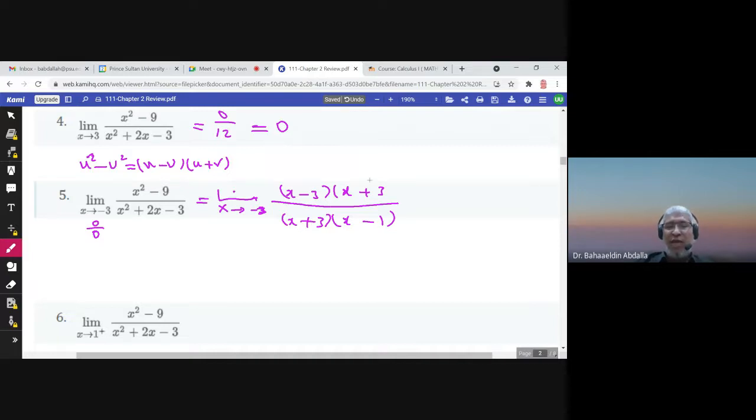So now we can cancel x plus 3 with x plus 3. And I can replace x by negative 3. Negative 3 minus 3 is negative 6. And negative 3 minus 1 is negative 4. So the limit is 3 over 2.